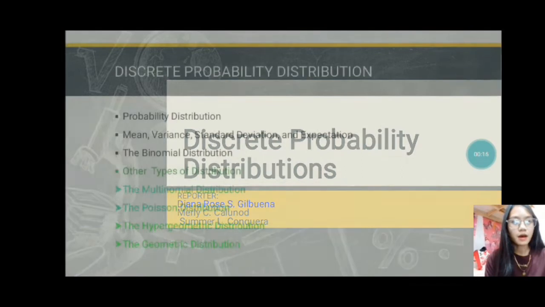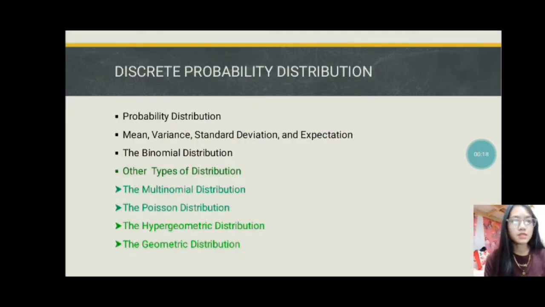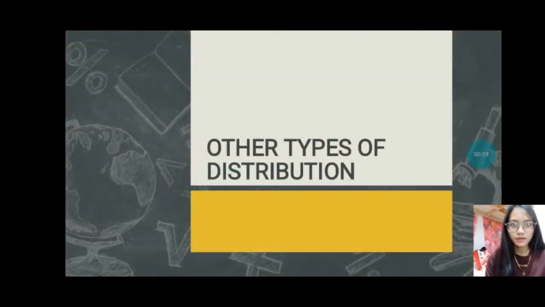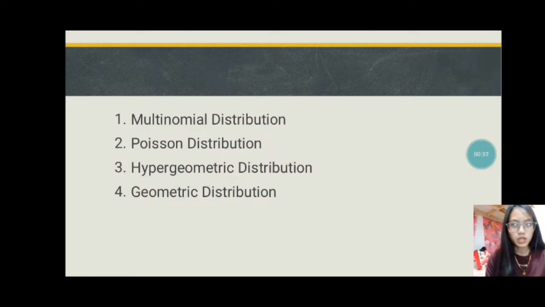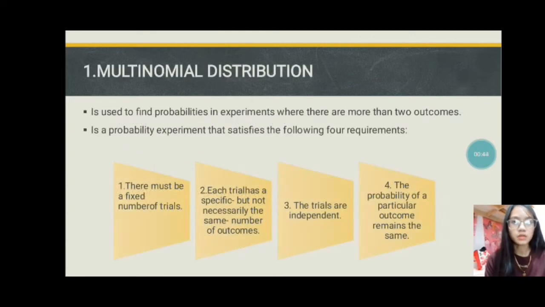My topic is about the discrete probability distribution. Aside from binomial distribution, there are other types of distribution. What are the other types of distribution? First, the multinomial distribution. Second, the Poisson distribution. Third, the hypergeometric distribution. Fourth, the geometric distribution. We will tackle the multinomial distribution.